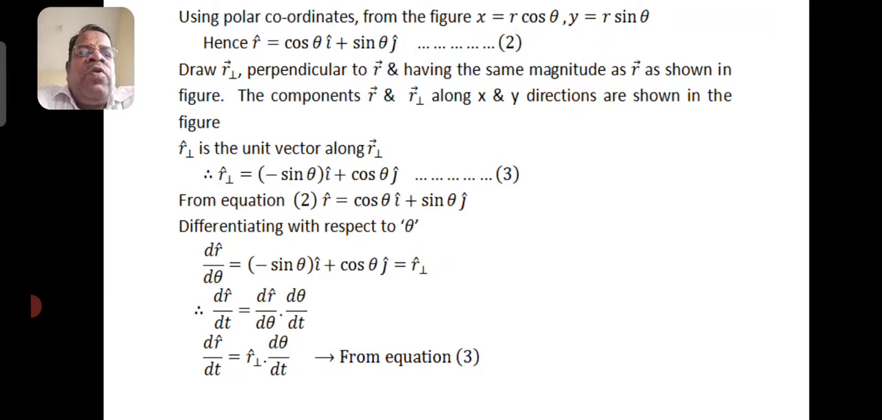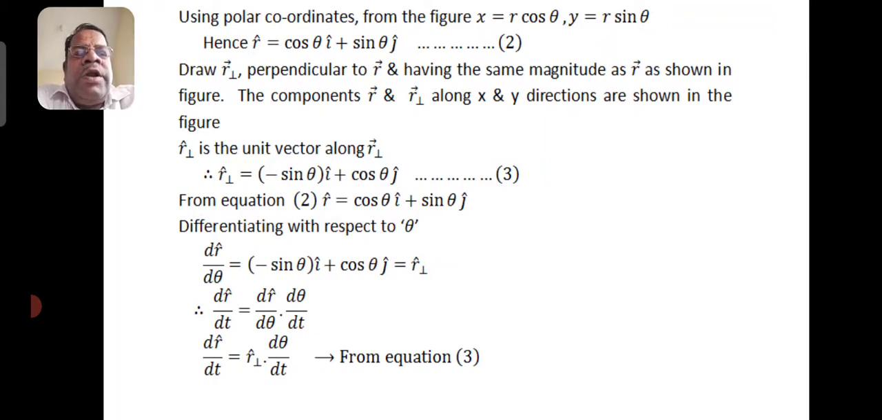From equation 2, r cap equals cos theta i plus sin theta j. Differentiating with respect to theta, dr cap by d theta equals the derivative of cos theta, which is minus sin theta, write i as it is, plus the derivative of sin theta, which is cos theta, write j as it is, which is nothing but r perpendicular cap according to equation 3.